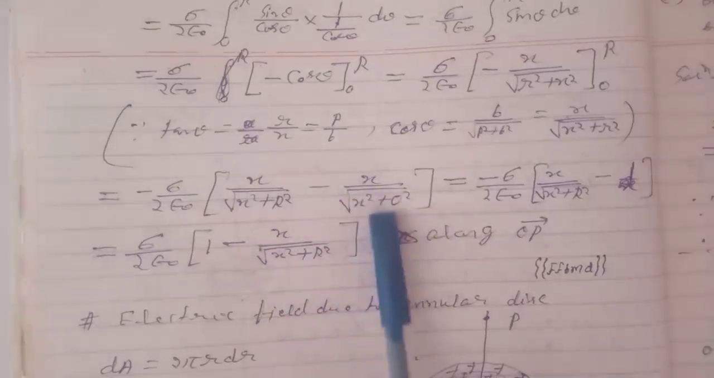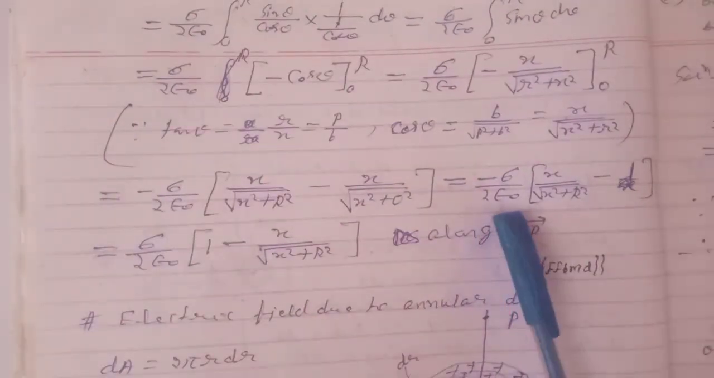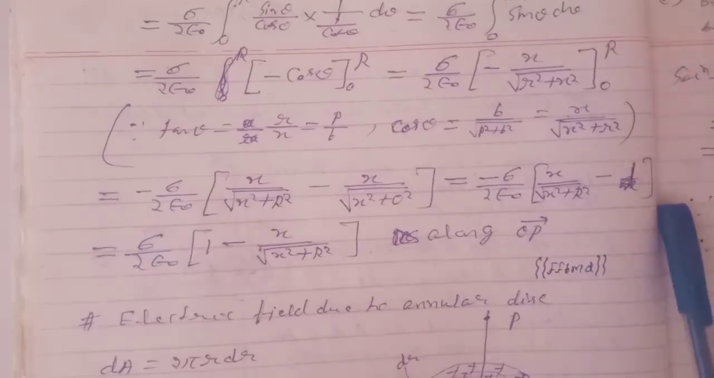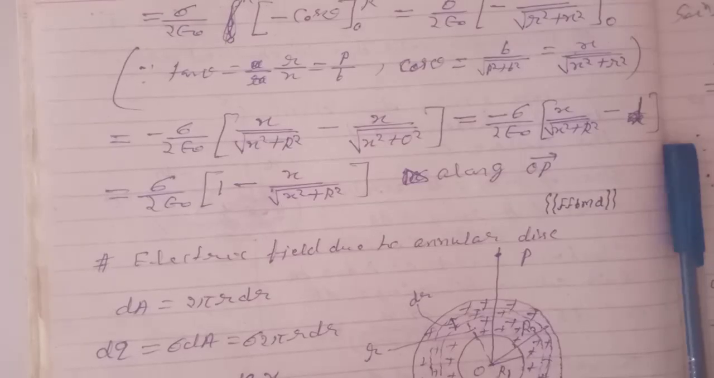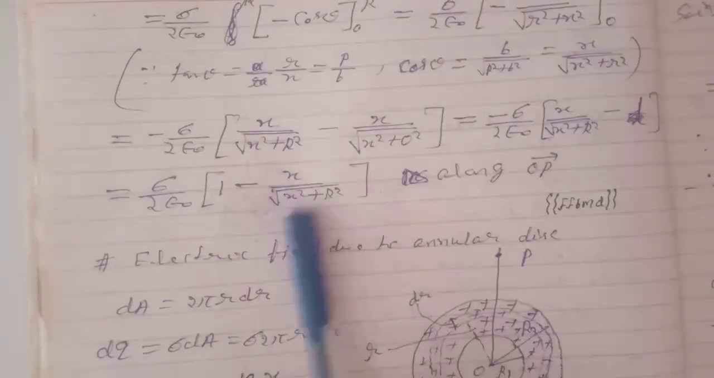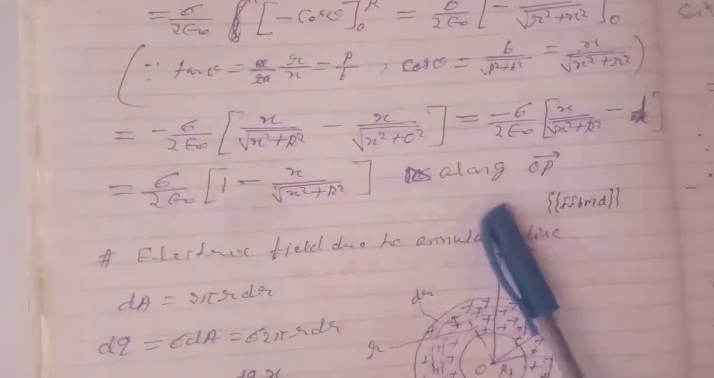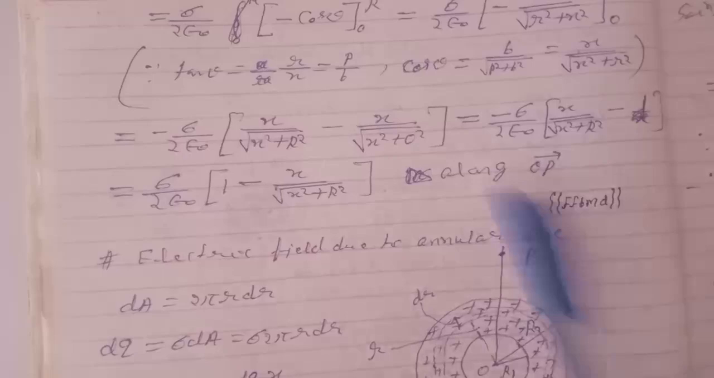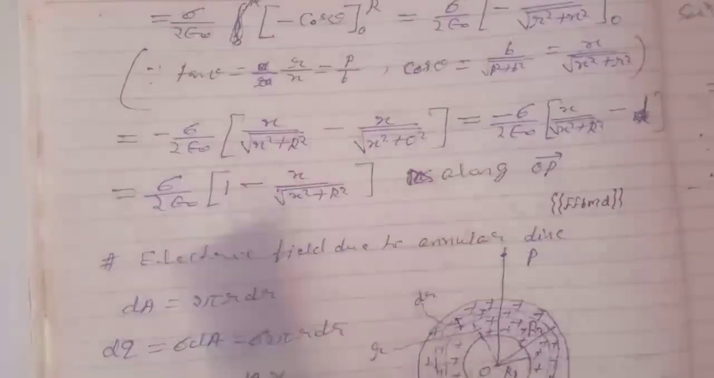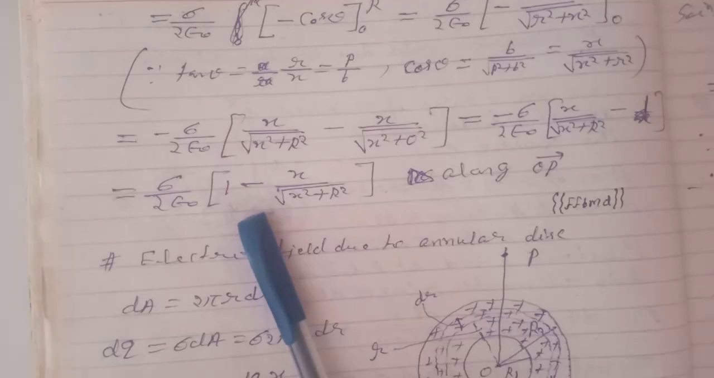Minus of x by under root x square plus 0 square, because here r is variable, so equals minus of sigma by 2 epsilon naught, x by under root x square plus r square minus 1 by x, or equals sigma by 2 epsilon naught under bracket 1 minus x by under root x square plus r square, along OP vector. So the field will be along OP in the outward direction, vertically outward. So this is the formula for electric field at a distance x from the center of the disk.